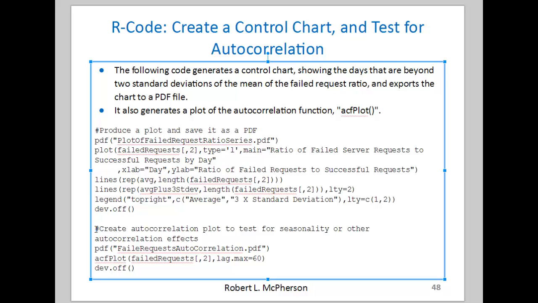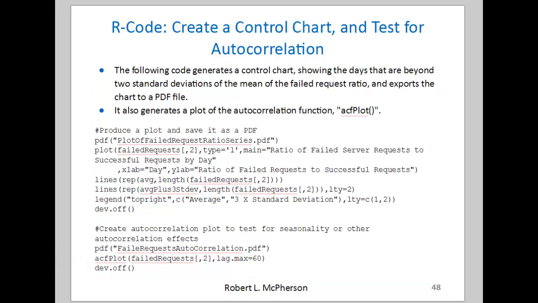And then the autocorrelation plot is very simple. You simply use a function from that FBasics package called ACF plot, and you take the second column out of failed requests, which has our ratios in it, and the maximum lag is 60, since I know there's 70 some, almost 80 I guess, actual hosts that are grouped together, so I'm lagging at 60 to look for any kind of autocorrelation tendencies.